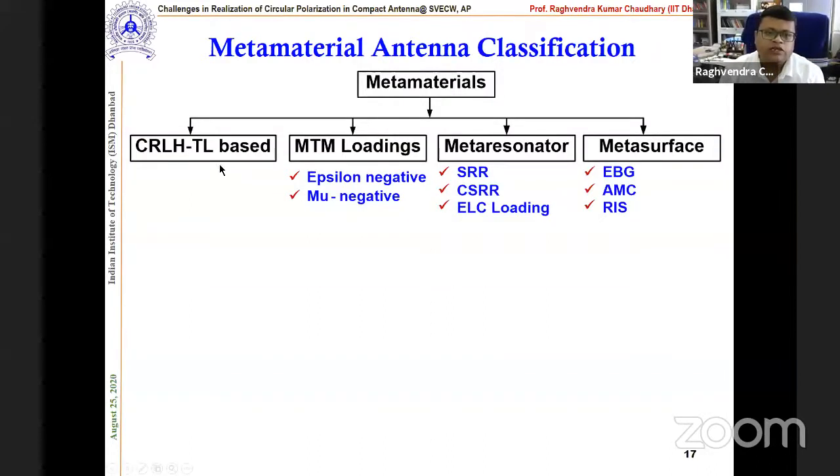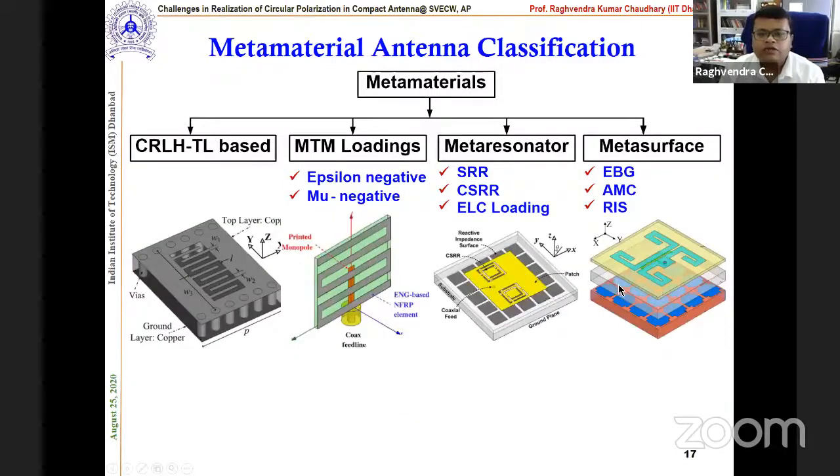So this is mainly based on the CRL space antennas, metamaterial loading and metaresonator. There are similarities here, and then we have the metasurfaces. Here you can see typical examples, particularly when we are talking about CRLH transmission line structures. We can claim the compactness, but we are losing the gain and radiation efficiency.